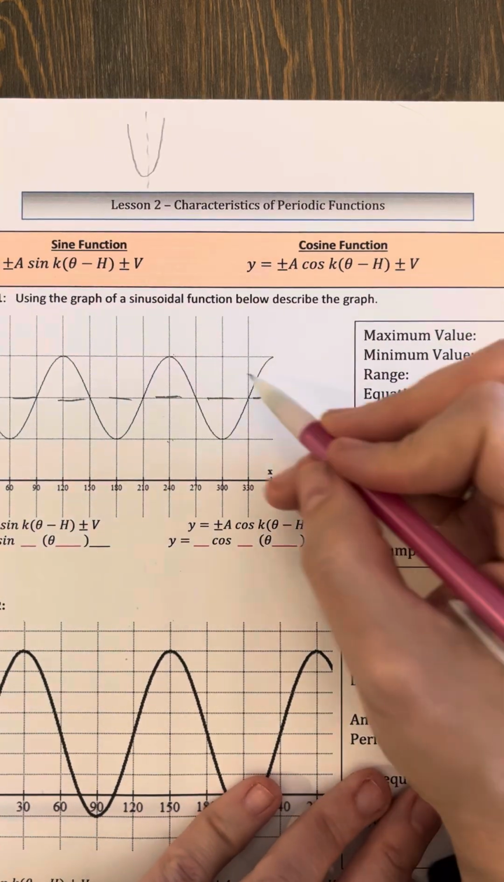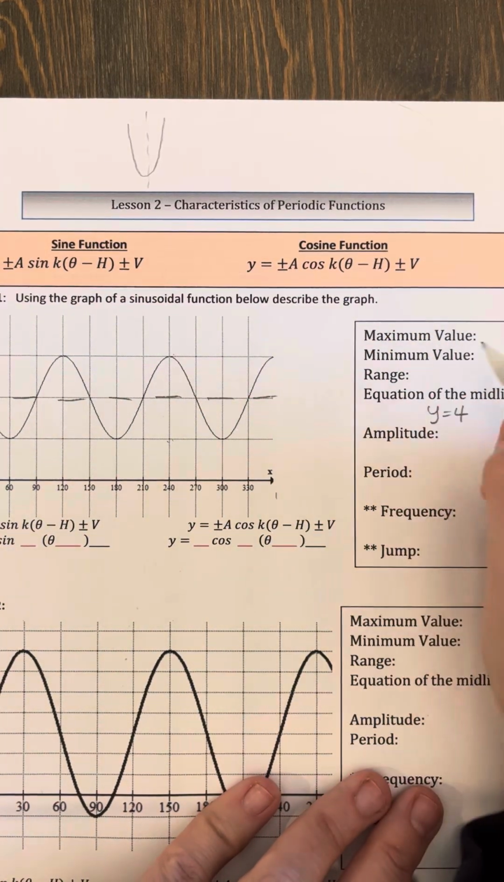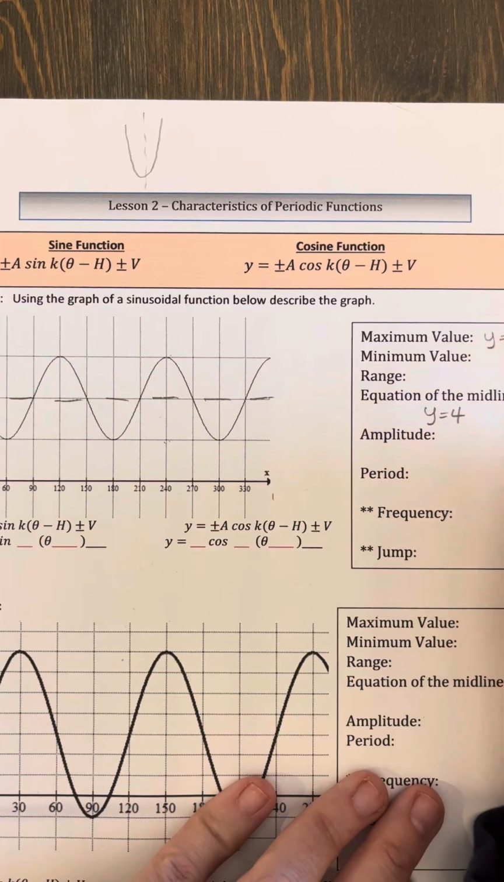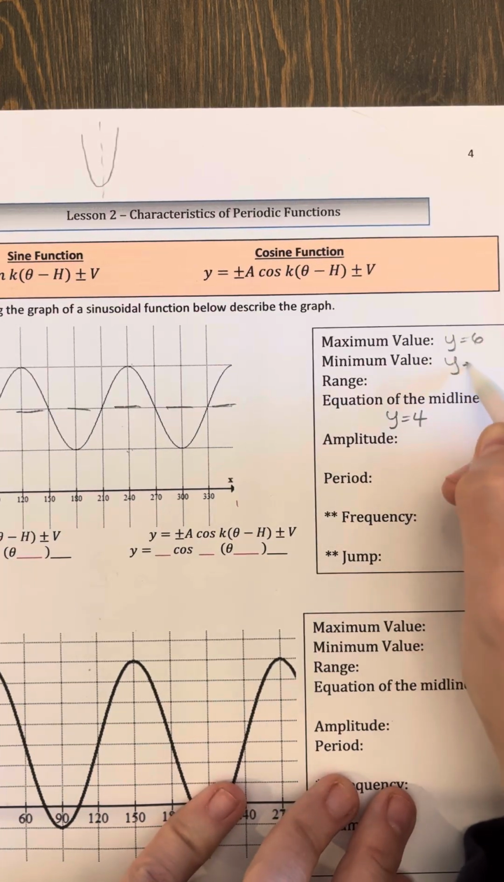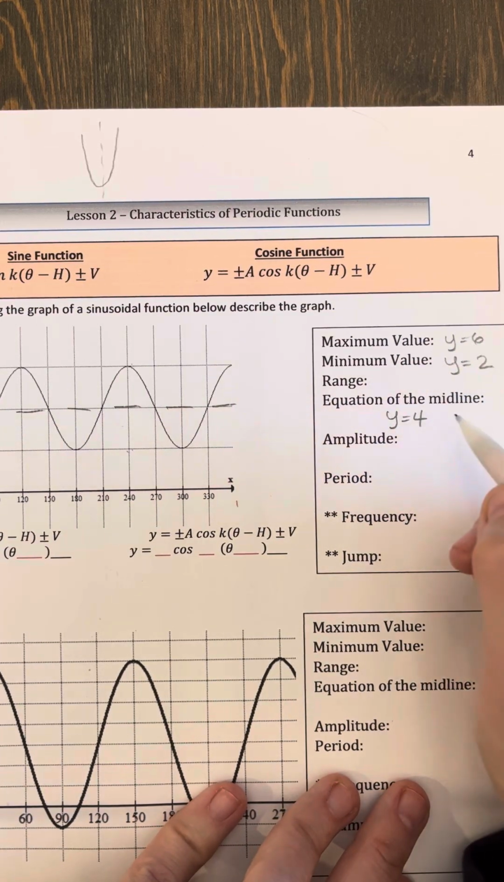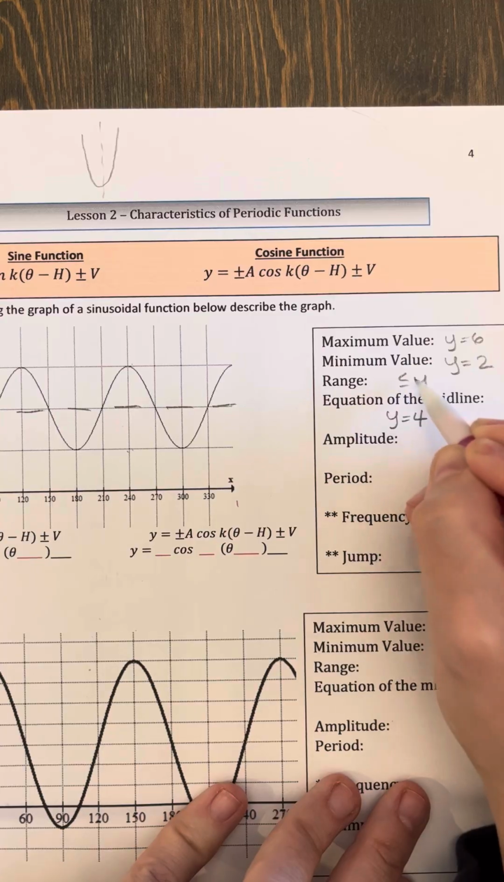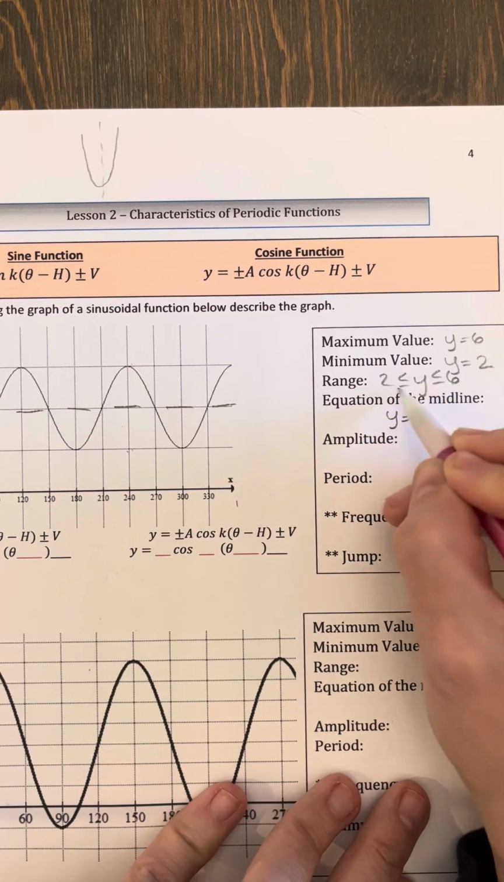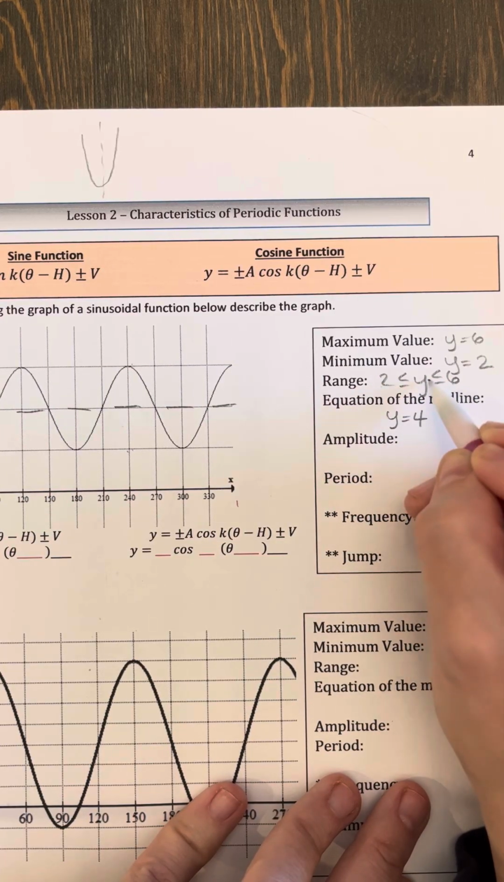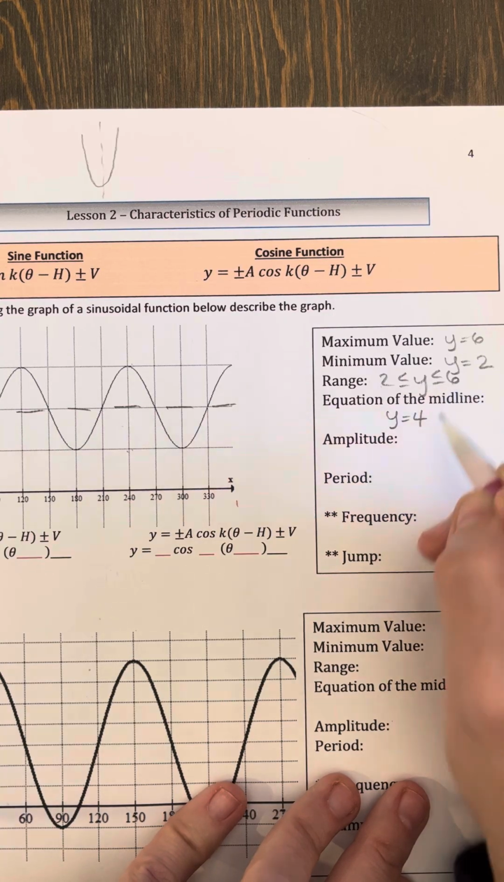Your max value is the maximum y value, which in this case is 6. Your min value is the minimum y value, which is 2. That means our range falls between 2 and 6, so y is greater than or equal to 2 and smaller than or equal to 6.